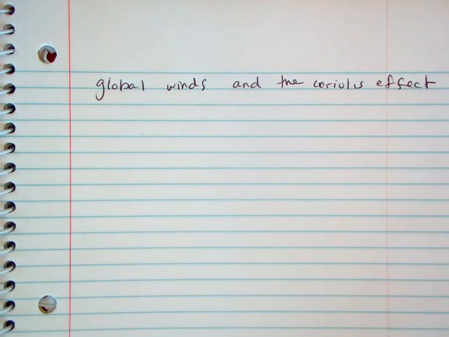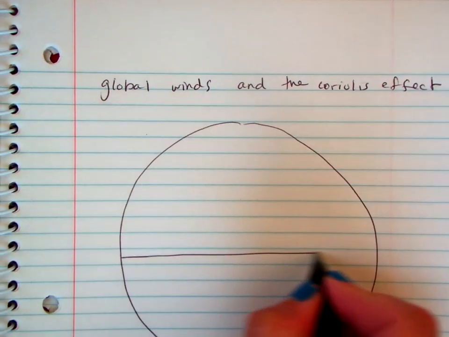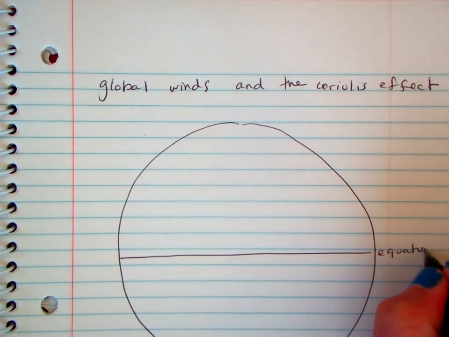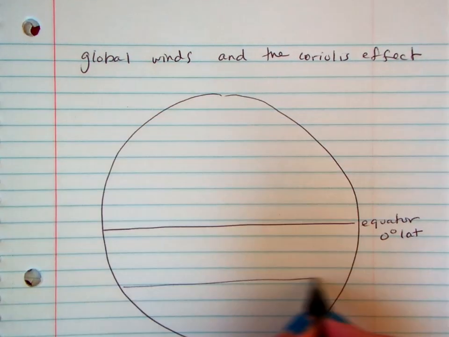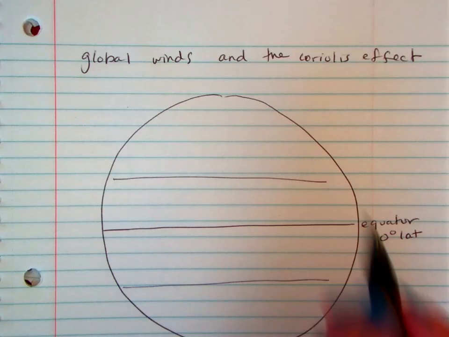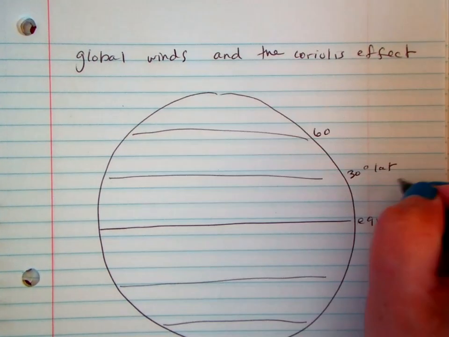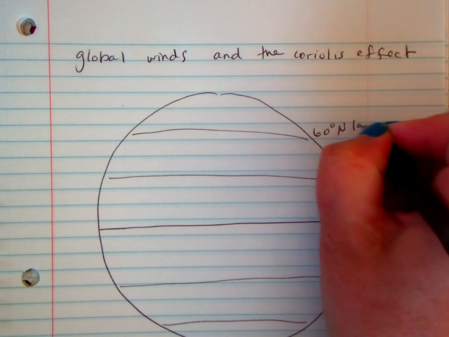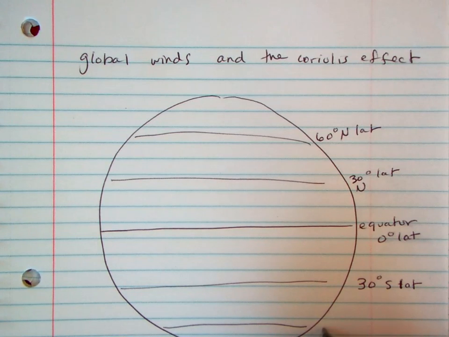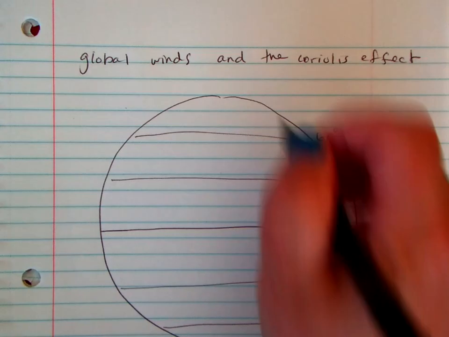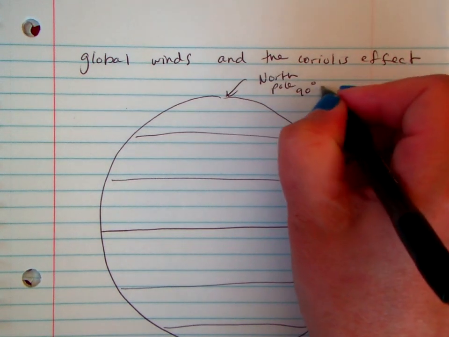Okay, so if I could draw the Earth really well, this is kind of your example of what the Earth would be like. And here is the equator at 0 degrees latitude. Then in the middle here, let's say this is 30 degrees latitude, and then 60 degrees north latitude. And then here would be your 30 degrees south latitude and 60 degrees south latitude. And then the poles: the North Pole is at 90 degrees north latitude.